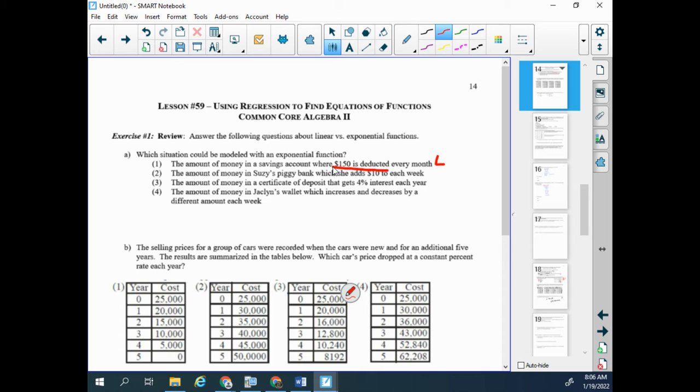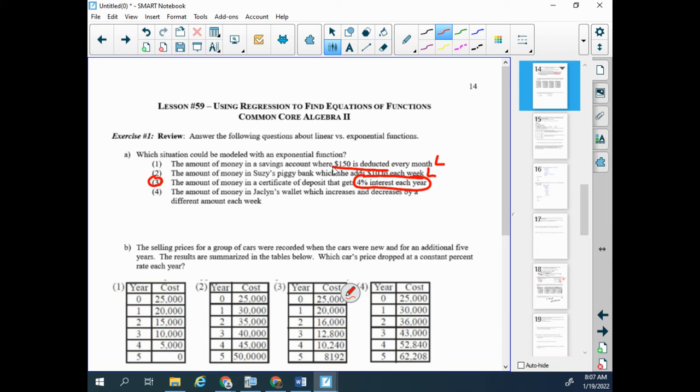The amount of money in Susie's piggy bank, which she adds $10 to each week, also constant numerical change, so linear. The amount of money in a certificate of deposit that gets 4% interest each year. So this one is growing exponentially because we're growing by percents. The last one, the amount of money in Jacqueline's wallet, which increases and decreases by a different amount each week. That's neither linear nor exponential because we kind of have this random pattern going on.